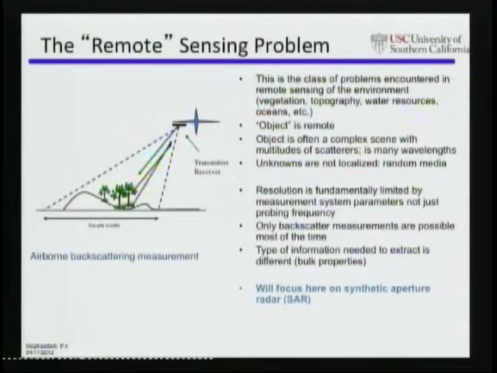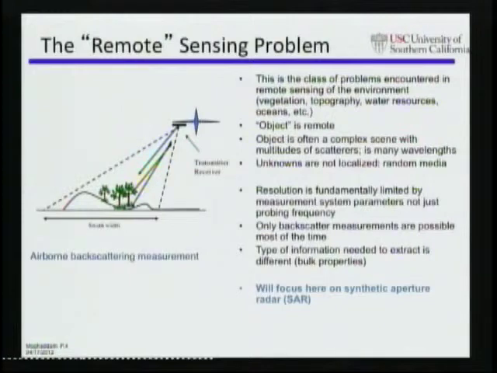Now, let's go to the remote sensing problem. These problems are a little bit more complicated, okay, in the sense that the object, first of all, is remote. We're talking about tens of kilometers, maybe hundreds of kilometers away. Let's say if you are trying to remotely sense a forested region and you're flying in an aircraft or a spacecraft, you could be quite far away. You're talking about many, many, many wavelengths, thousands, millions of wavelengths, depending on your frequency of sensing.